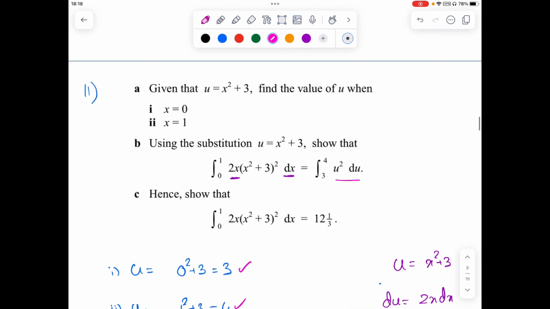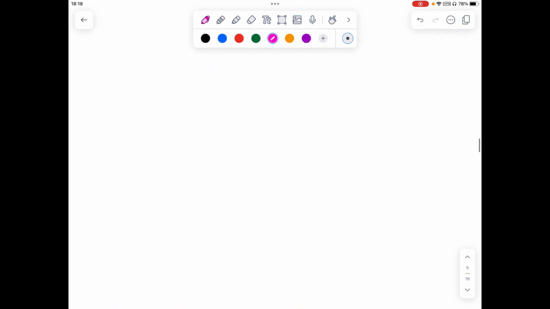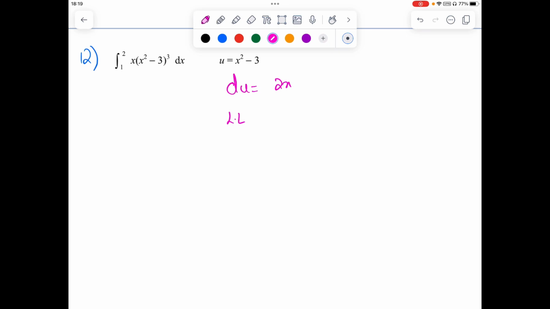So remember, whenever we are doing the substitution, don't forget to change the limits. 0 to 1 became 3 to 4. That is question number 11. Question number 12. So first find du, which is equal to nothing but 2x dx. For the lower limit, plug in x is 1, so u equals 1 square minus 3, which is negative 2. For the upper limit, u equals 2 square minus 3, which is 1.